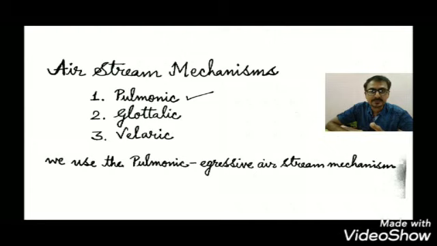Now, air. There is a mechanism through which the air moves, and that is called the airstream mechanism. Basically, we have three airstream mechanisms. They are, as you can see, pulmonic airstream mechanism, glottalic airstream mechanism, and velaric airstream mechanism. Out of these three, we use the pulmonic egressive airstream mechanism to produce all the speech sounds.